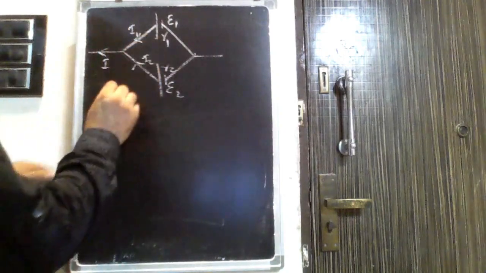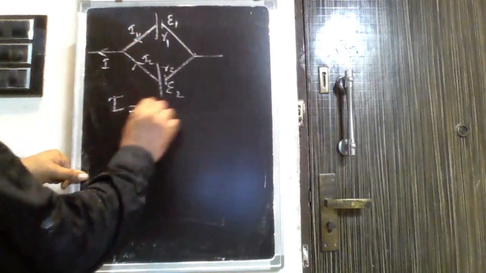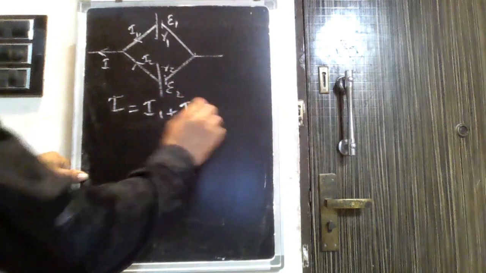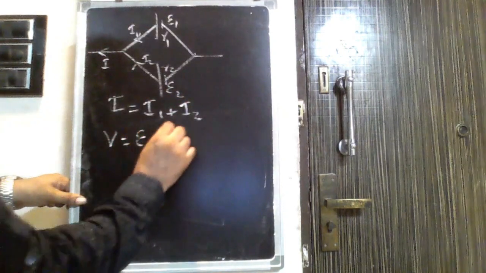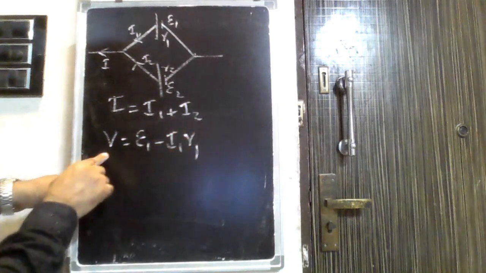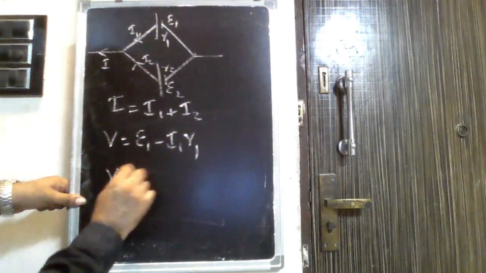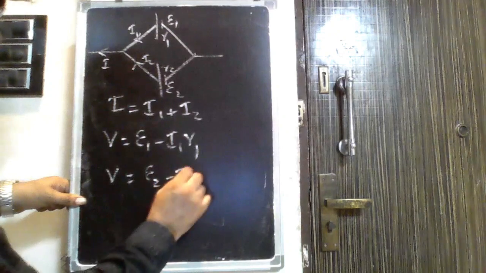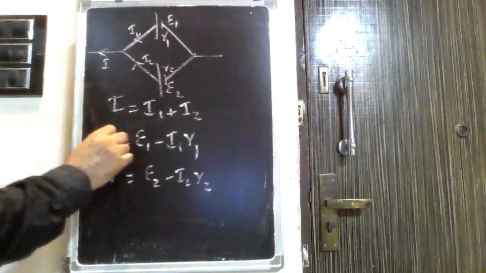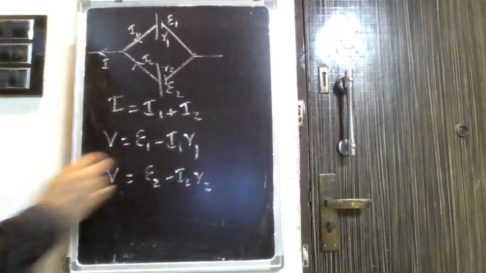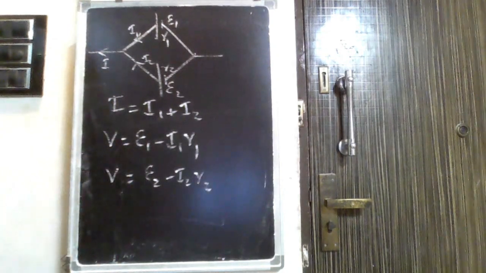I1 plus I2 is the total current I. The terminal voltage of the first cell will be V equals E1 minus I1 R1, and for the second cell V equals E2 minus I2 R2. I'm writing V because both have the same V. Do not make the mistake of putting V1, V2, you're finished. V should be the same.